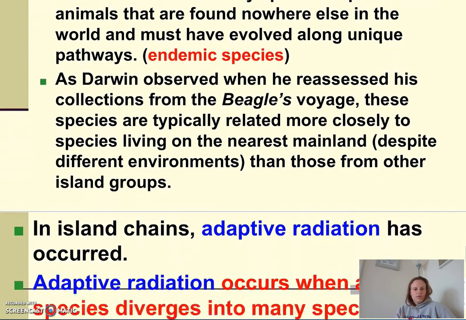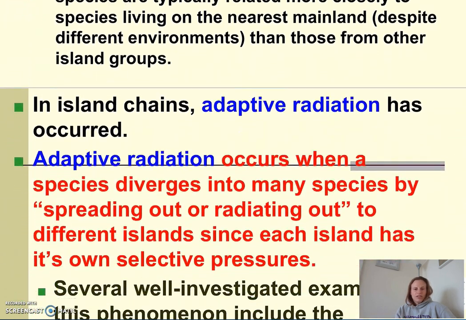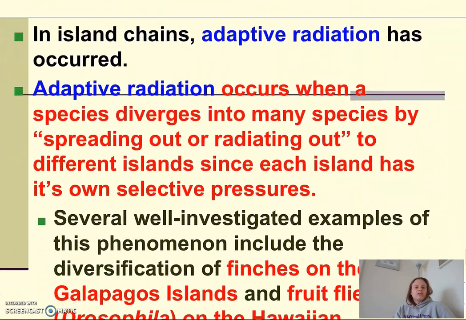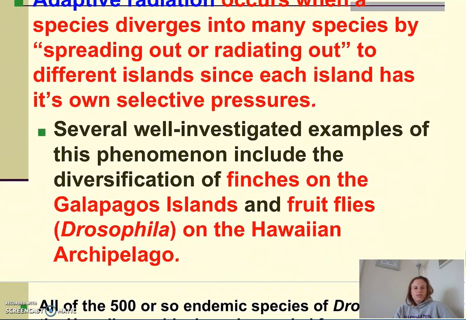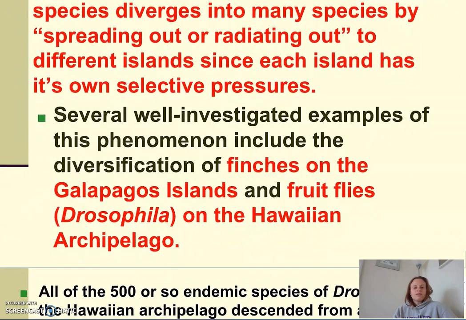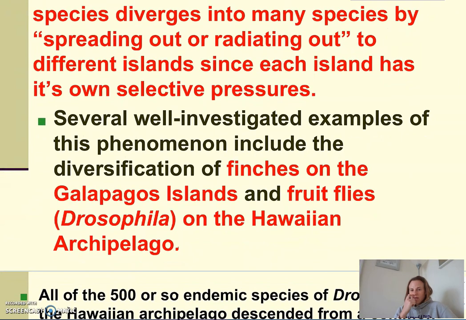And what this is known as is adaptive radiation. It occurs when a species diverges into many species by basically spreading out, or radiating out, to the different islands, since each one of those islands has its own selective pressures, has its own environmental conditions. Two classic examples are the finches that Darwin observed on the Galapagos Islands. The beaks of the finches varied based on the food that was available on that particular island.